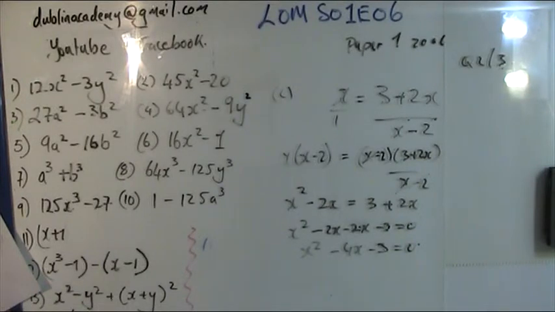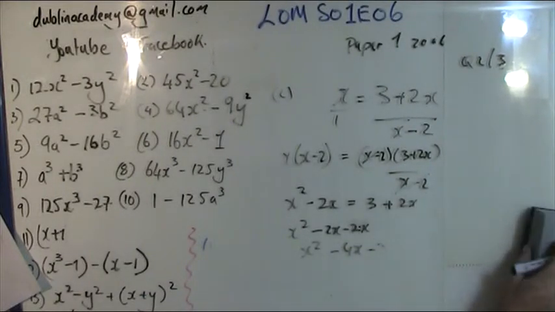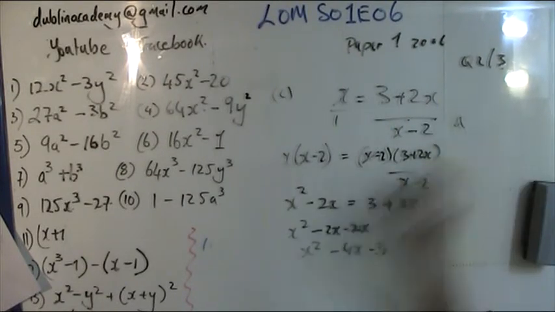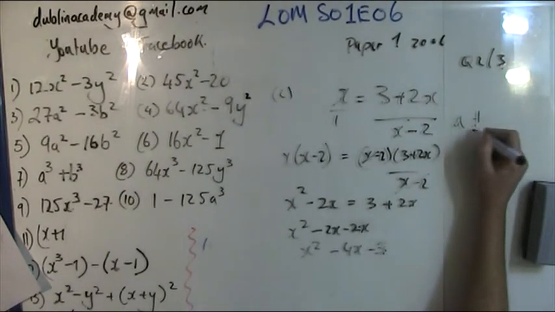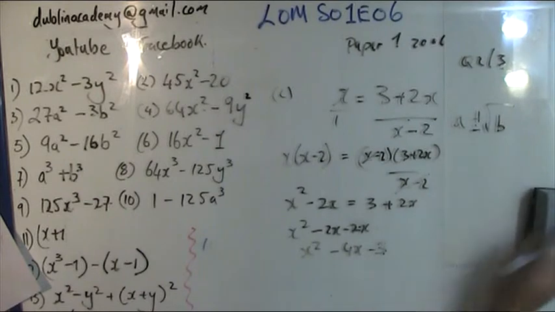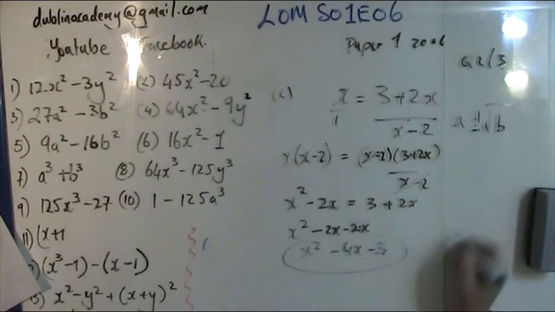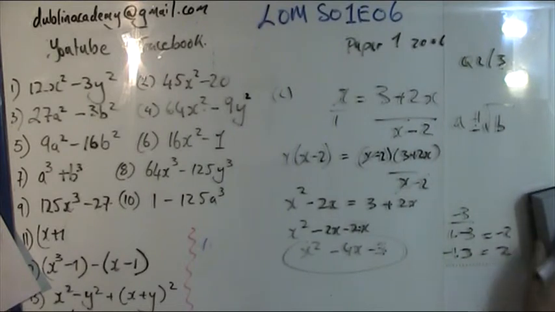So what am I going to do with this quadratic? Right, okay, so it says give your solution in the form a plus or minus the square root of b. Now what does that mean? It means that this solution here is not obvious. So factors of minus 3 are 1 by minus 3 or minus 1 by 3, and none of them add to give me 4.